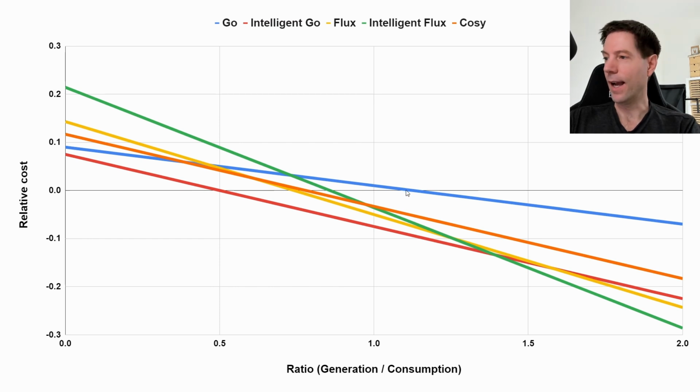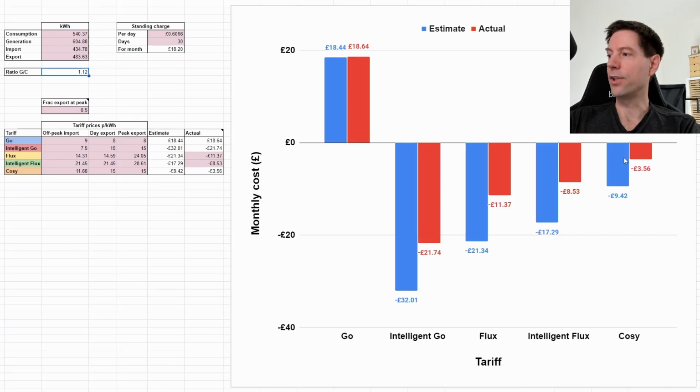And then you can see if I scroll down a little bit here, roughly in line, the next best would be Cosy, followed by Intelligent Flux slightly better, and then regular Flux slightly better again, and then Intelligent Go would be the best one. So that exactly matches with the rank ordering from this chart here. So I'm pretty pleased with that. I'm going to say that so far my rule of thumb is holding up fairly well. Let's see what happens in May.